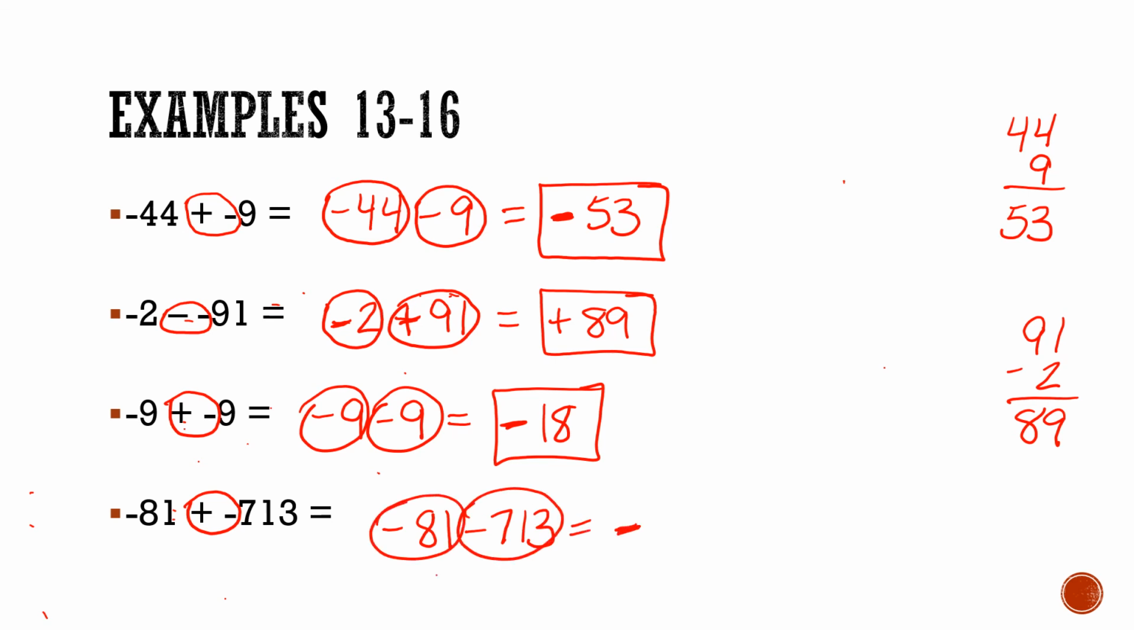You've obviously got more negative. Since they have the same sign in front of them, you're going to add 713 plus 81, which would give you 794, which is negative.